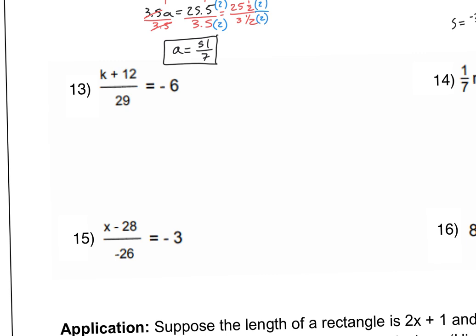What I want you to recognize here, on both of these, we have a variable on top of a fraction, and it might seem scary, but it's actually pretty simple to think about. Remember, you're always working from the outside in. You're trying to undo the order of operations.